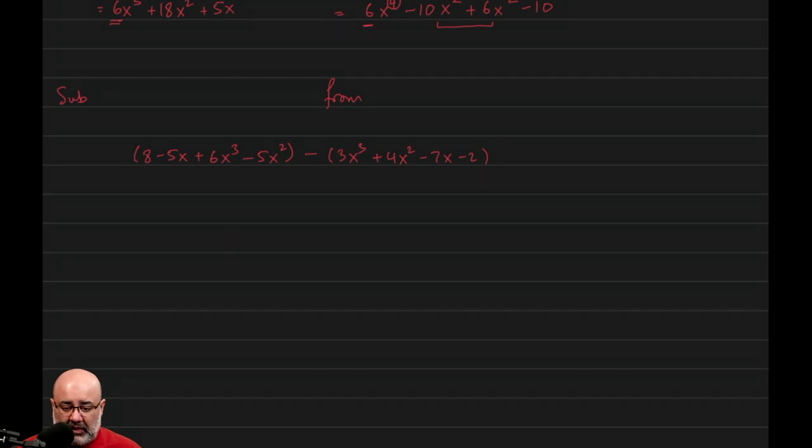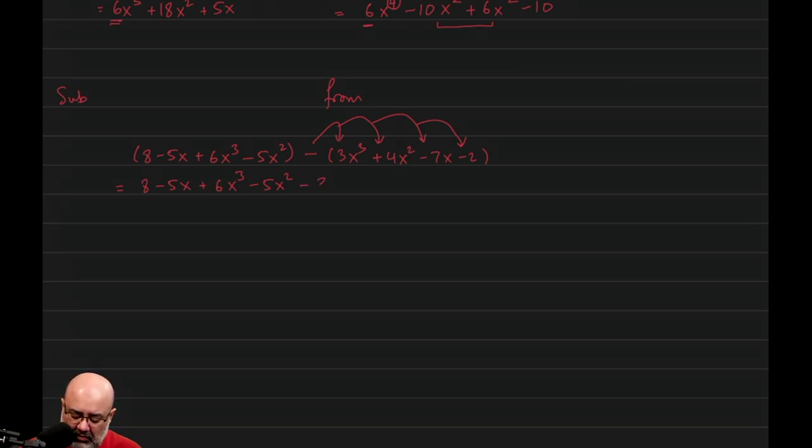The order matters because otherwise one answer is going to be correct. The other answer in the reverse direction would actually be wrong. So here, if we distribute the negative, we would get 8 minus 5x plus 6x cubed minus 5x squared. That stays the same. But when we distribute the negative here, here, here, and here, all of those signs will change or will flip. So this will become minus 3x to the third minus 4x squared plus 7x plus 2.